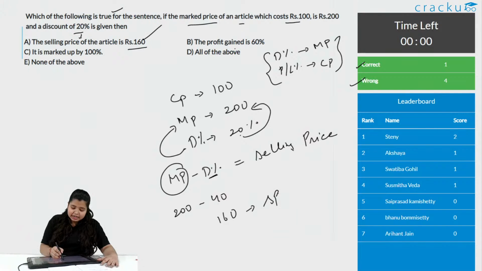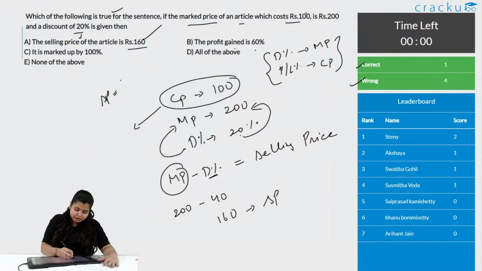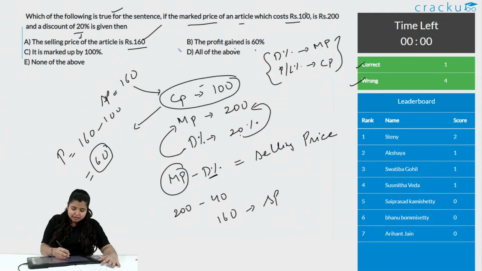The profit gained is 60%. Now, we know the cost price is 100 and the selling price is 160. So, you can see directly the profit is 160 minus 100, that is 60, and if you find 60 of 100 you get 60%, that means even B is correct.